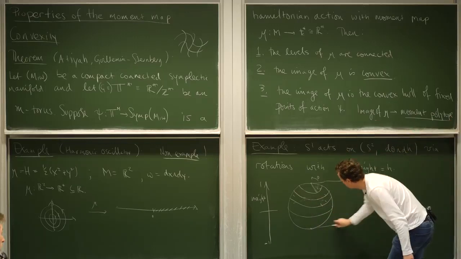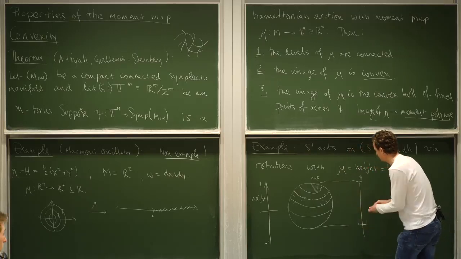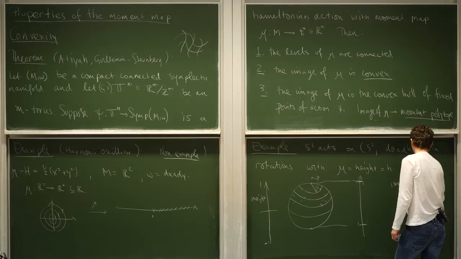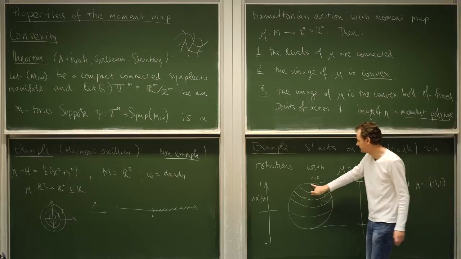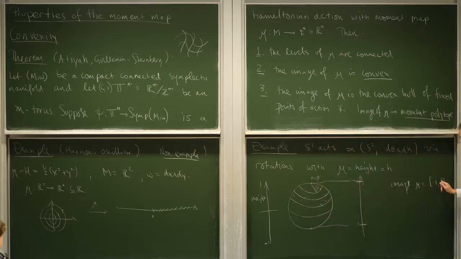Is the image convex? Well, the image is easy to work out. It's just the interval -1 to 1. Certainly a convex set. And is this convex set the convex hull of the fixed points of the action? Absolutely, right? So there's two fixed points of this group action, the North Pole and the South Pole. And the images of those 2 points are -1 and 1, and they are indeed the extreme points of that convex set. So that's another example of this theorem in action.